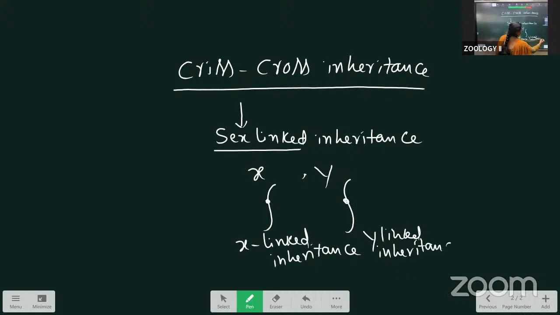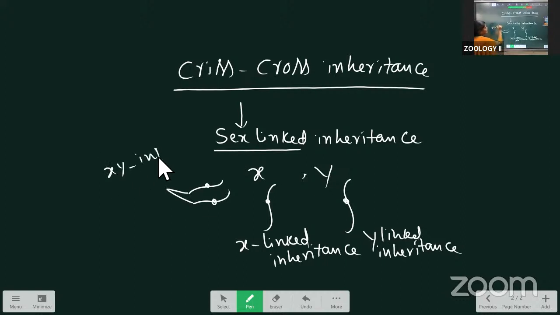Y-linked inheritance. Sometimes, for example, males have the X chromosome as well as the Y chromosome. Both of them have genes present, the expressing genes are present on the X chromosome as well as the Y chromosome. That type of linkage we call XY-linked inheritance.